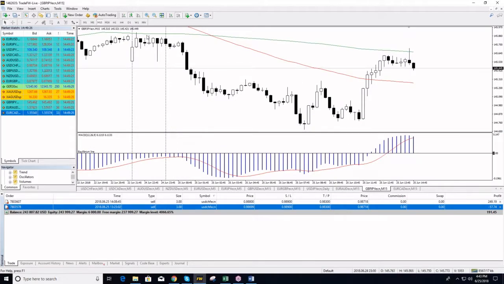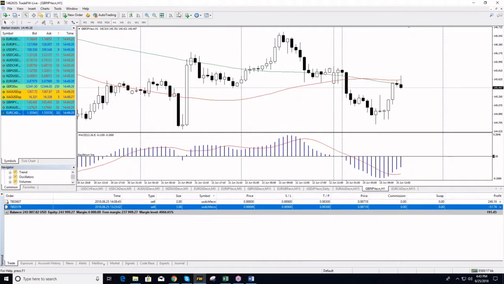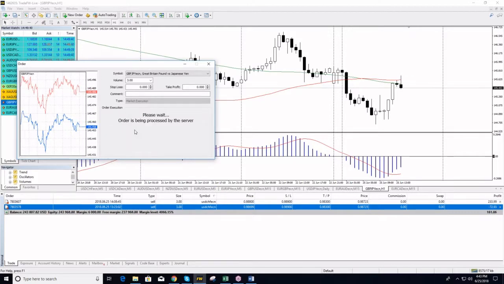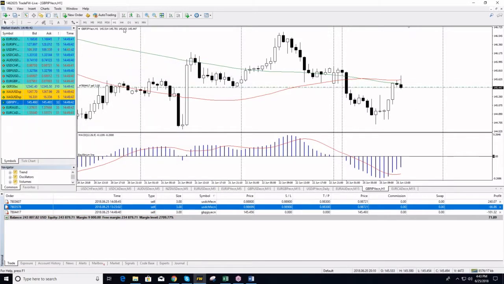Pound yen looks very interesting. Okay, guys, we are going short pound yen. So I will go short 3 lots pound yen. I like what I see. So we just shorted 3 lots pound yen. One moment to check the levels, however. So it's 145.53. It looks very promising.